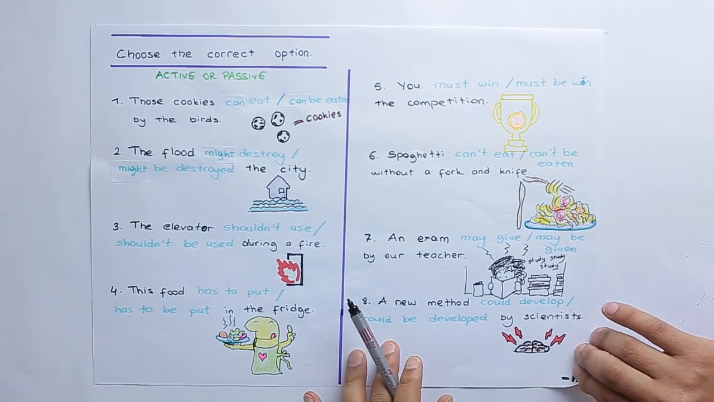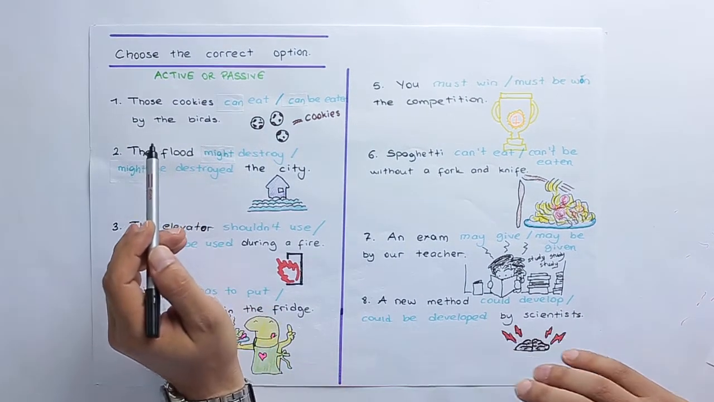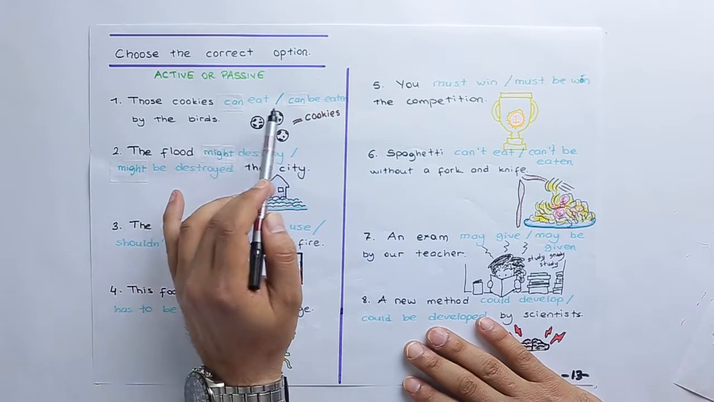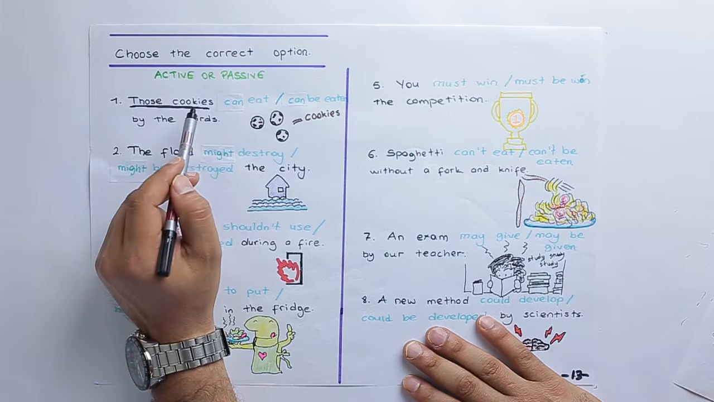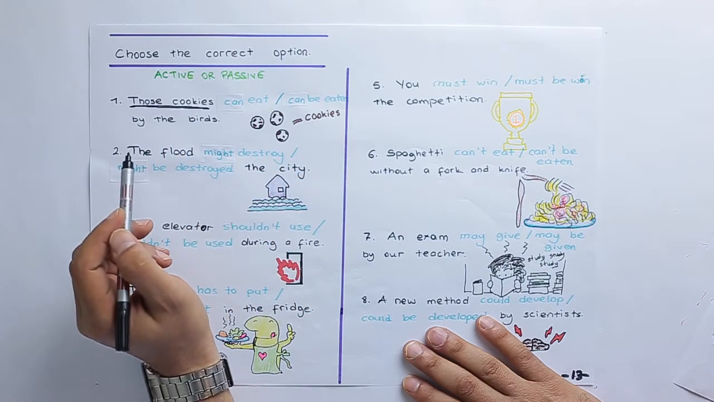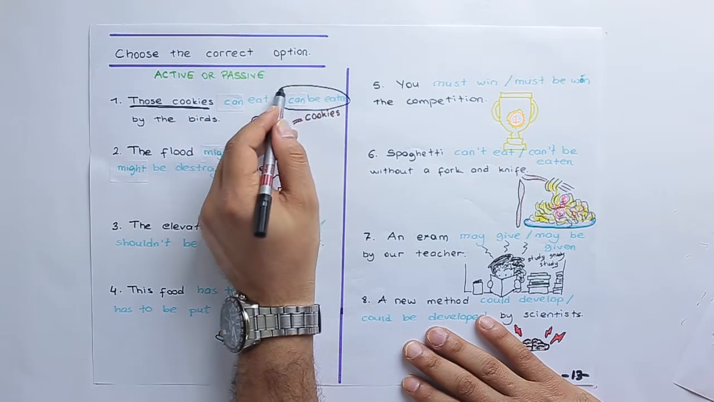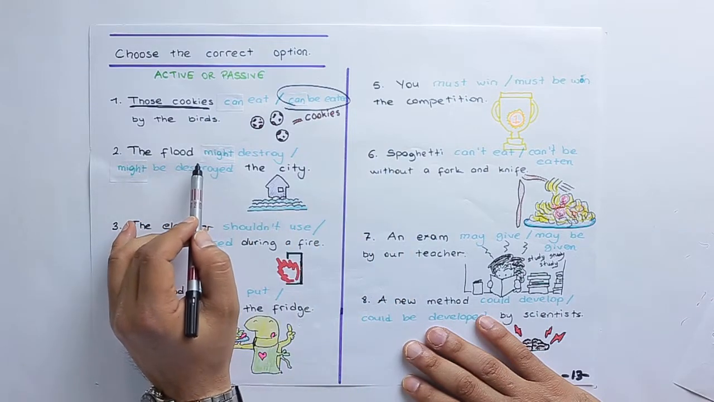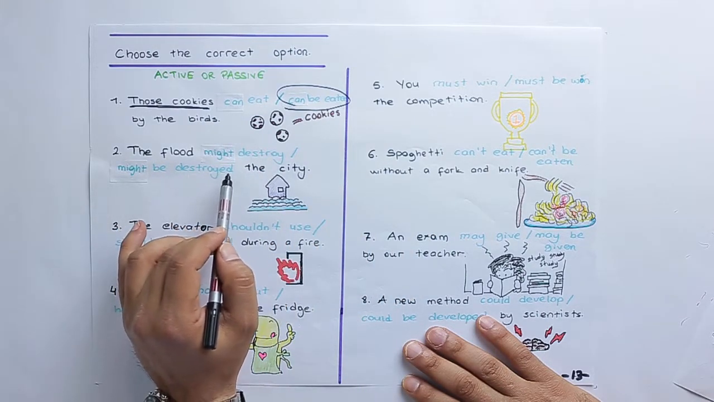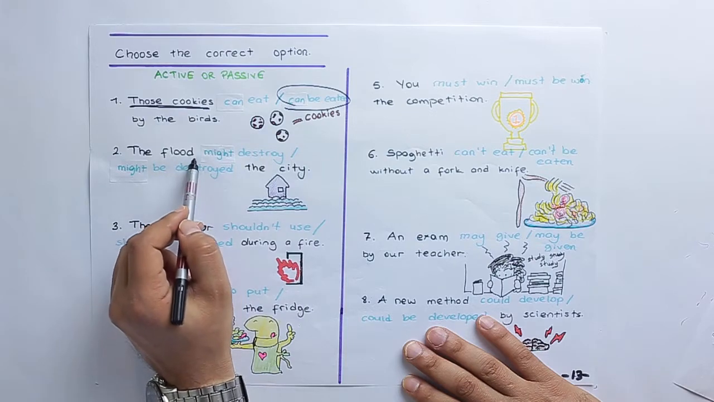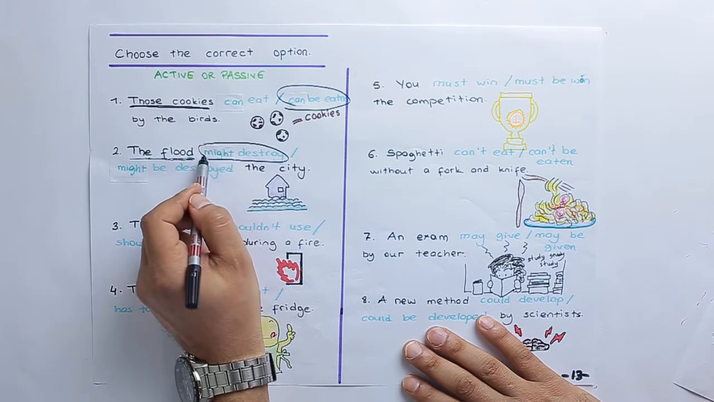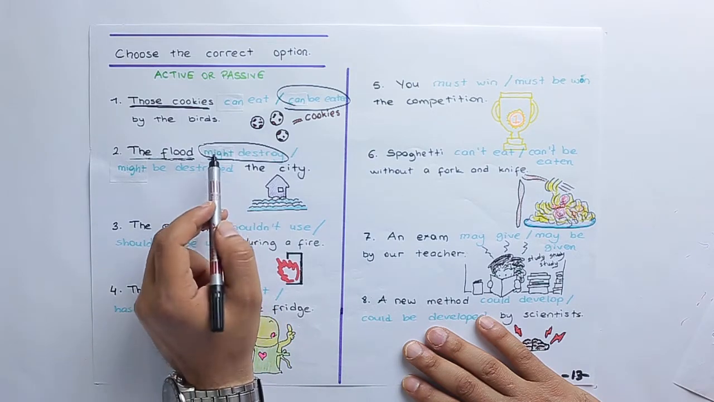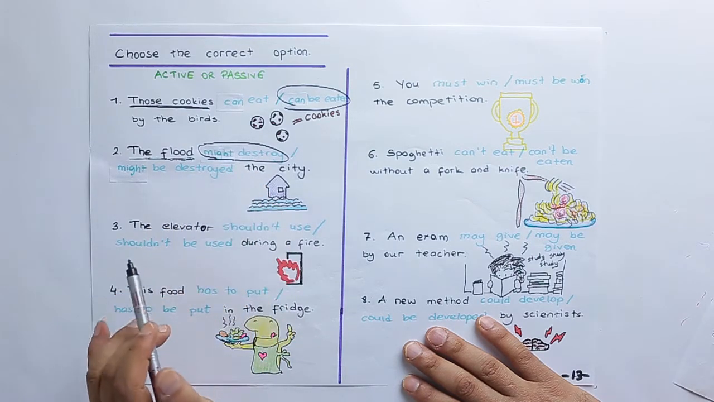Choose the correct option. Now, active or passive. Let's do it. The cookies can eat or can be eaten. As you see, the cookies cannot do an action because of that reason. The right answer is can be eaten. Number 2, the flood might destroy or might be destroyed the city. As you see, the flood can do an action because of that reason. Might destroy is the right one. This is an active one. The first is passive. Be careful.